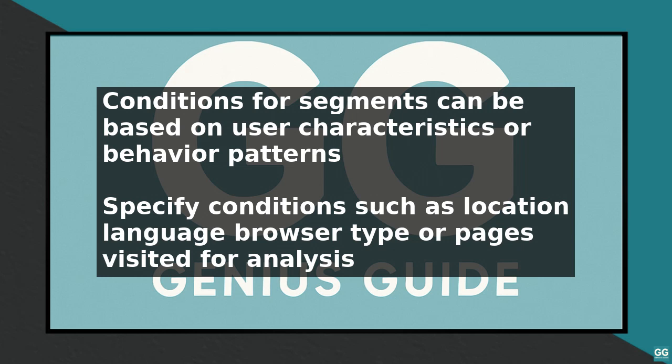To apply a segment to your data, you simply need to select the segment from the list of available segments. You can then view your data with the segment applied and compare it to your overall data. This allows you to see how the segment behaves compared to your overall website traffic.